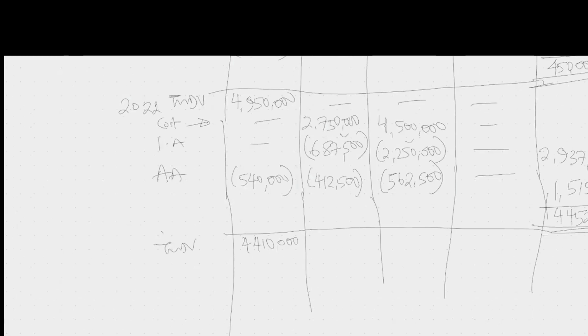1,650,000. What's the next one? 1,650,000. 687,500.